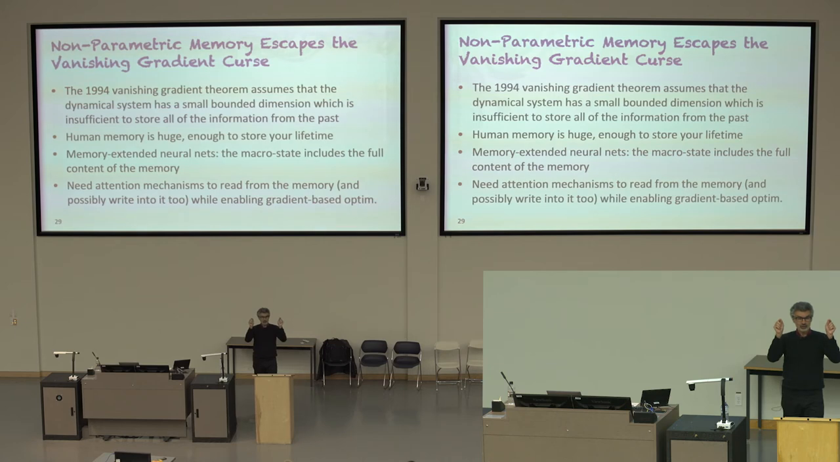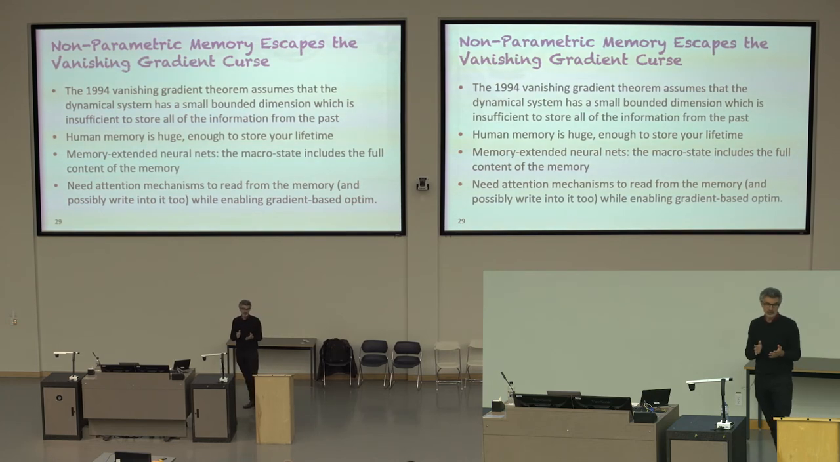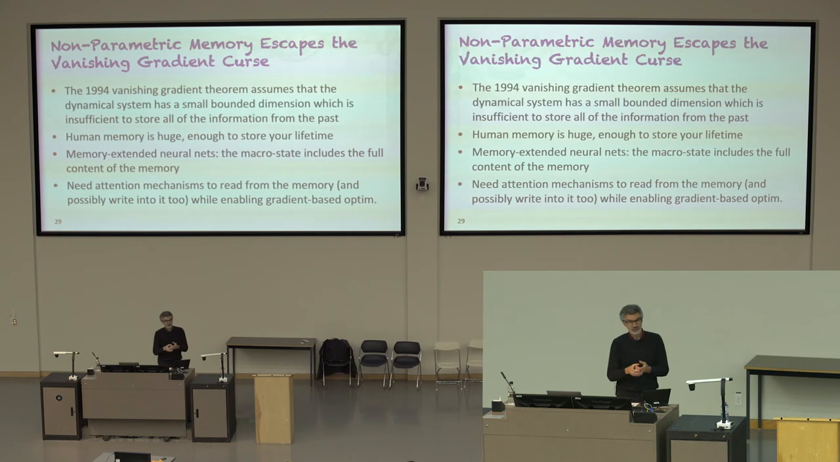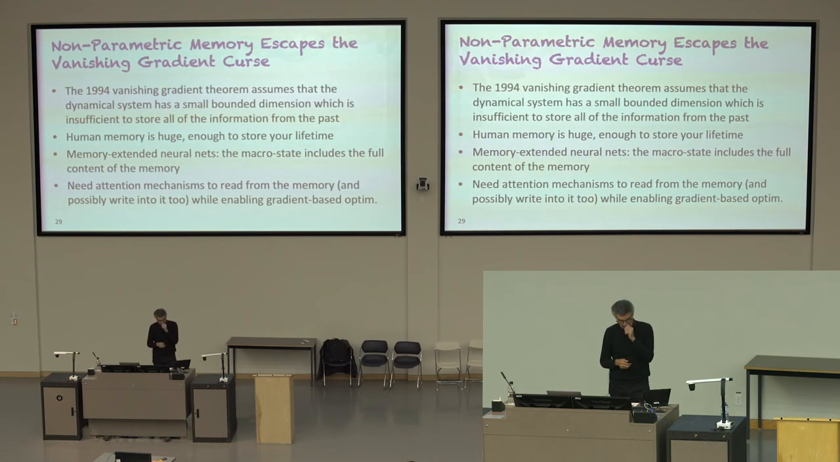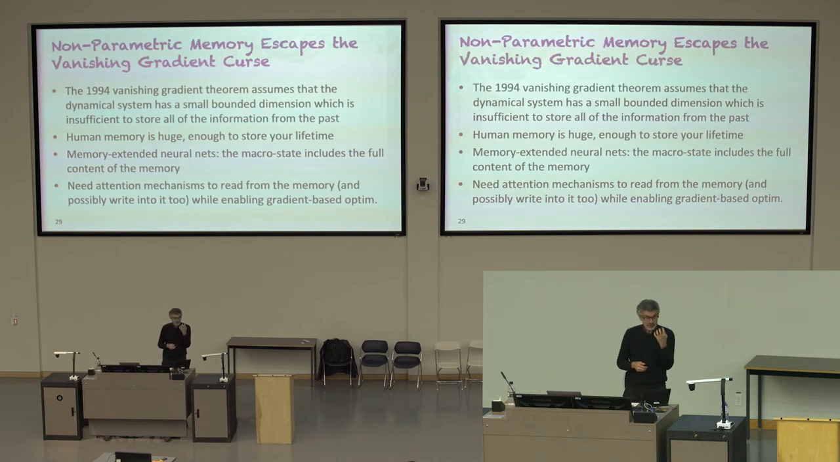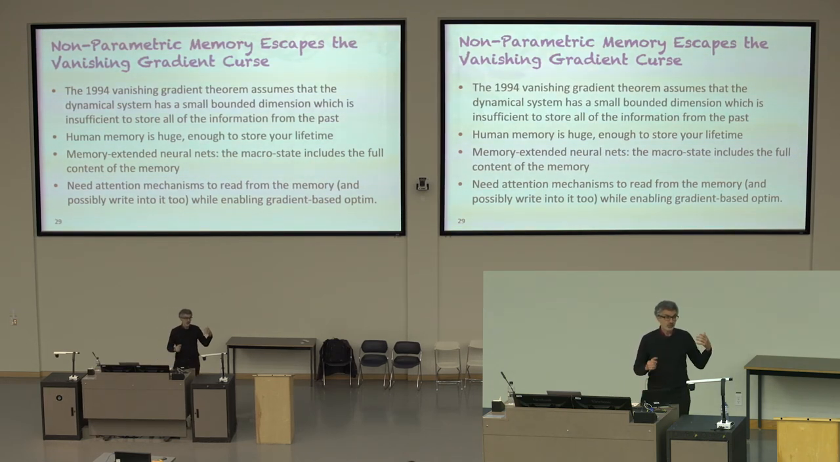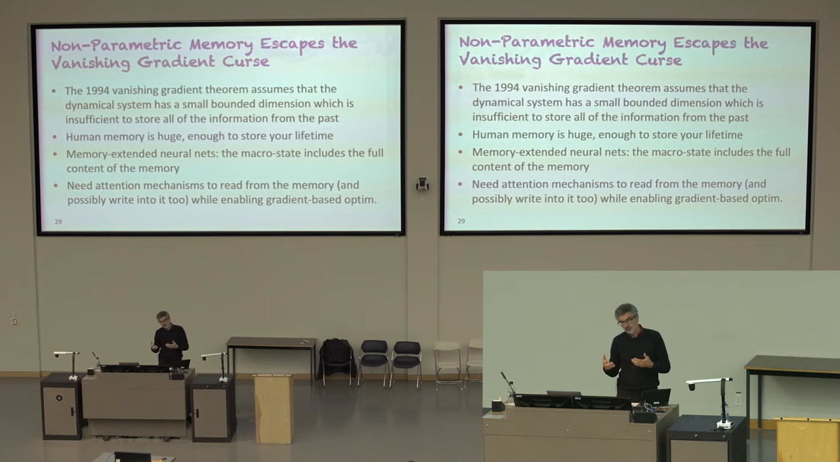If you have a many-to-one mapping, that means the derivative of that transformation is zero in some direction. Or maybe they get close to each other, and so the derivative is small but not necessarily zero. But in both cases, you're going to get vanishing gradients potentially. So the fundamental source of the vanishing gradient problem is that we want to compress information. And when you lose information, well, the gradients will be small.